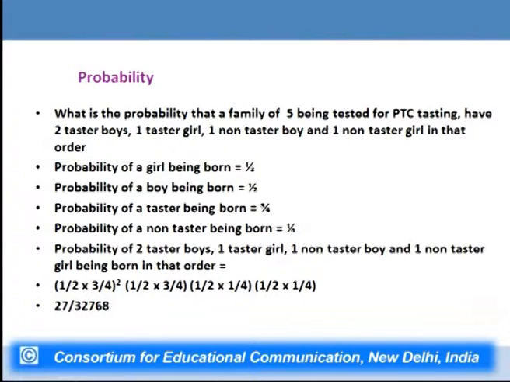So we will be calculating individual probability for all the events, and that will come to 1 by 2 into 3 by 4 square, again 1 by 2 into 3 by 4, 1 by 2 into 1 by 4 and 1 by 2 into 1 by 4, which will be 27 divided by 32768. This will be the probability.